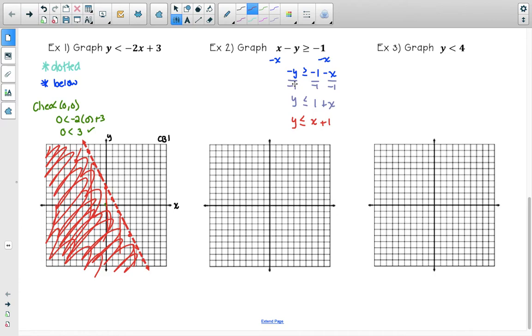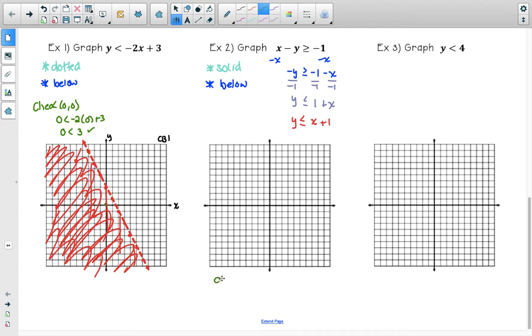So we have y is less than or equal to x plus 1. Now we can determine if it's going to be dotted or solid. Since it's less than or equal to, this is going to be a solid line. Less than, again, means the number's underneath or smaller, so this will be below the line. We will also check 0, 0 in a moment to see if we should shade towards 0, 0 or not.